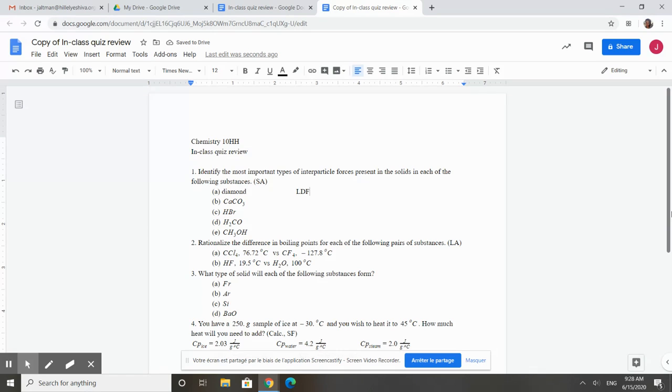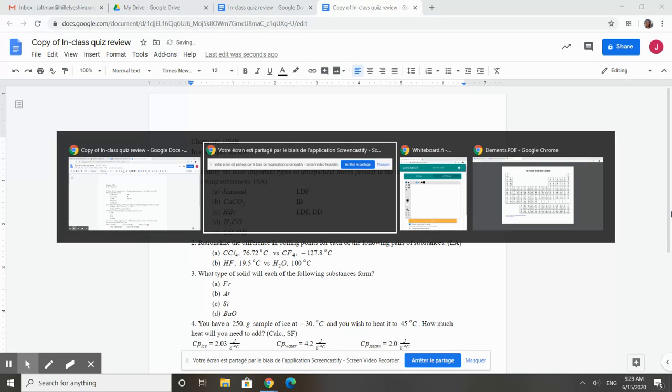Since we know the diamond is only carbon, we can't have anything more than that. You don't have to write LDF for B. Ionic bonding is completely sufficient, but it is not wrong to also put it. And then it's debatable whether or not you'd put dipole-dipole. I would err on the side of no. For C, London dispersion forces and dipole-dipole.